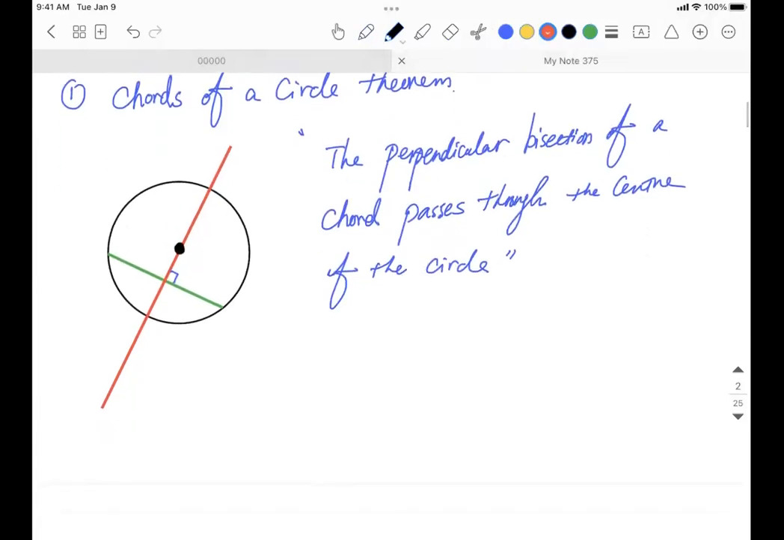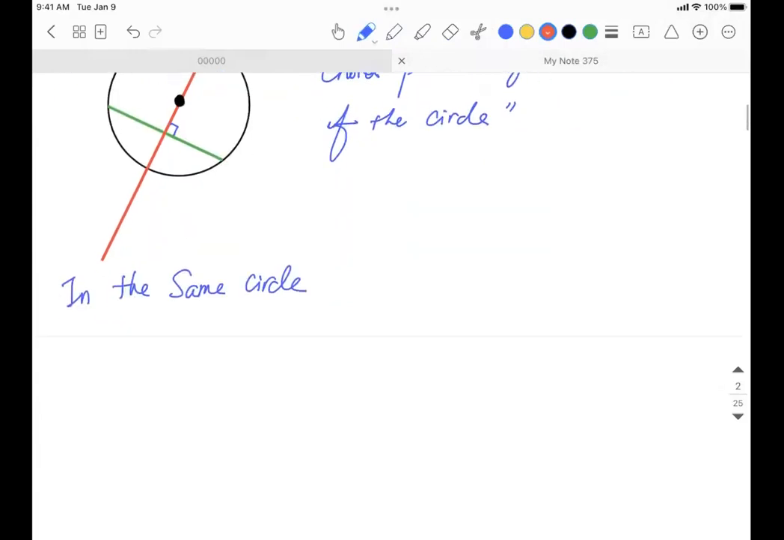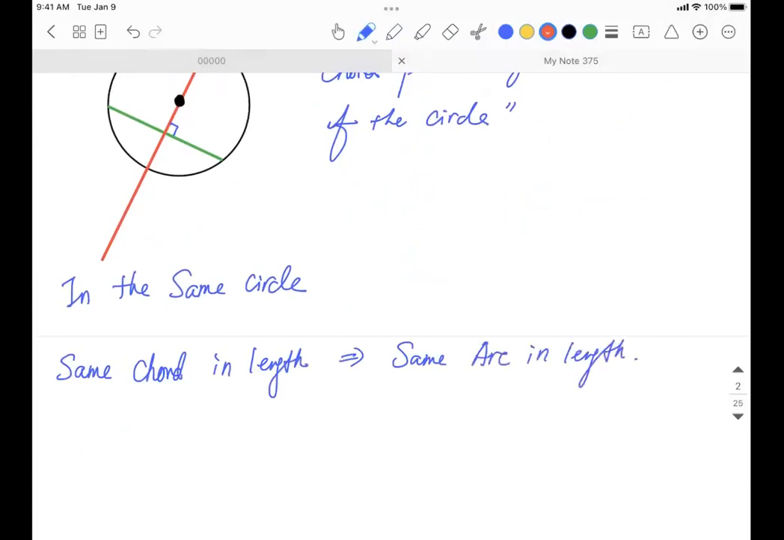All right. So moving forward, I think there's another thing I'd like to say. In the same circle, chords of the same length are going to face arcs of the same length. Is it right?